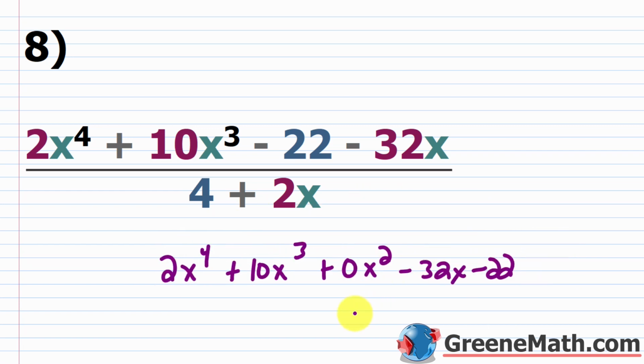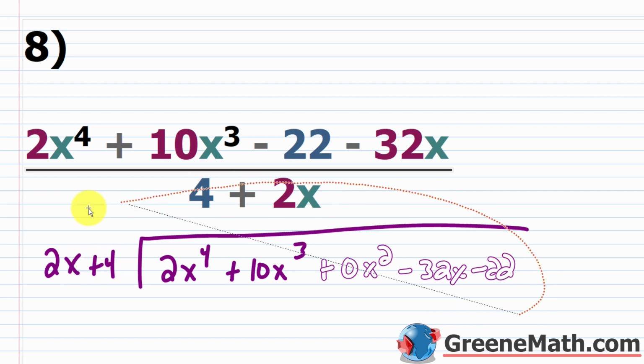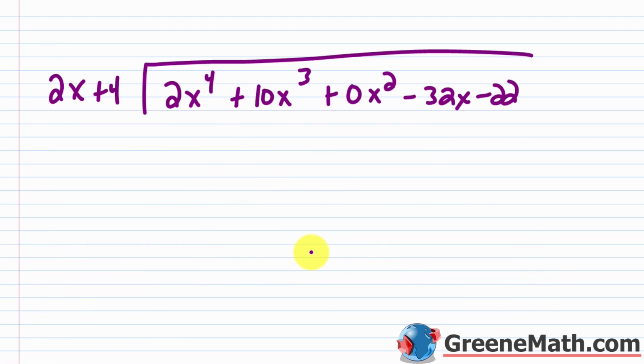So let me move this over here. Let me do this like this. And then I have 4 plus 2x. I'm going to switch that around to 2x plus 4. And now we're basically good to go. So let me grab this and let's go ahead and get started. So we want to go leading term into leading term. So 2x to the 4th power divided by 2x. 2 divided by 2 is 1. X to the 4th power divided by x is x cubed. So let's put this as x cubed like this.